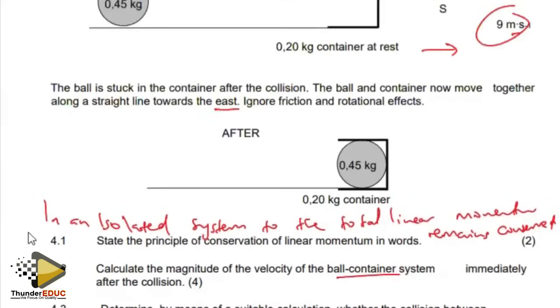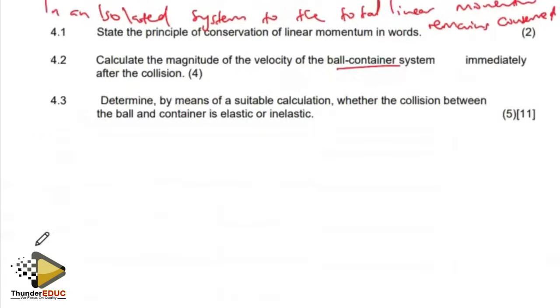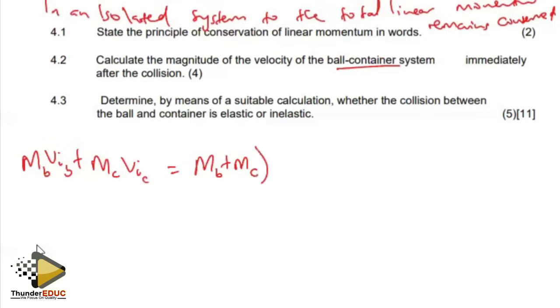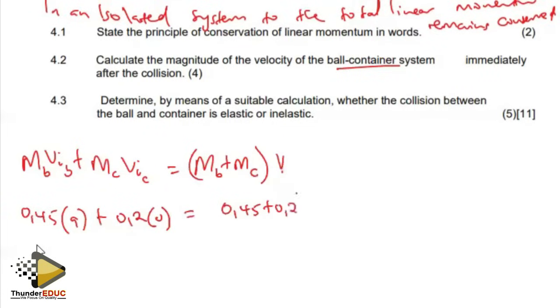So let's just use the principle of conservation. I'm going to say that the mass of the ball times velocity initial of the ball, plus the mass of the container times velocity initial of the container, must give me the mass of the ball plus the mass of the container multiplied by the combined velocity. So the ball is 0.45, they told us it's moving at 9 east, plus the mass of the container, 0.2, but initially it was at rest. This gives us 0.45 plus 0.2 times V final.